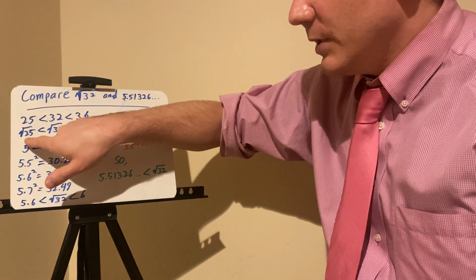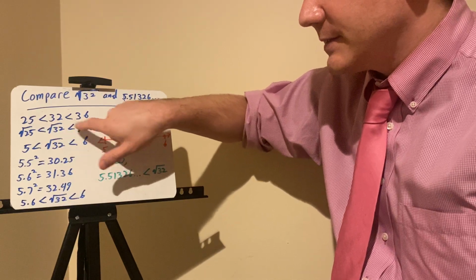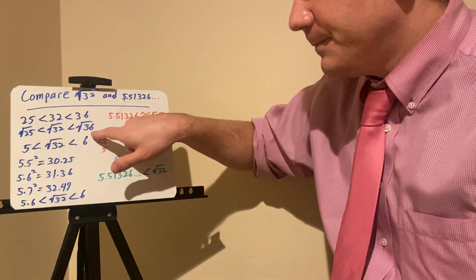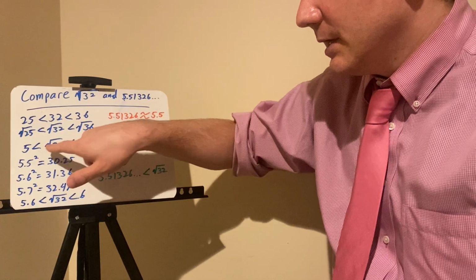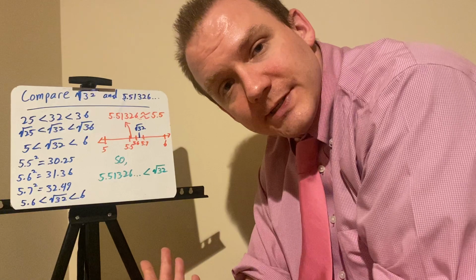So the square root of 25 is going to be less than the square root of 32, less than the square root of 36. So the square root of 25 is 5. The square root of 36 is 6. So the square root of 32 will be between 5 and 6. 32 is closer to 6.